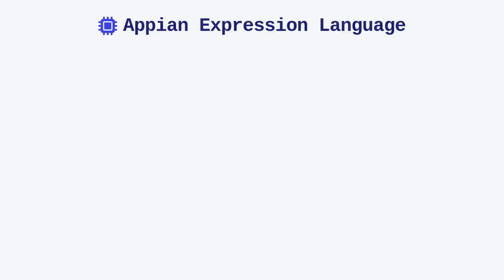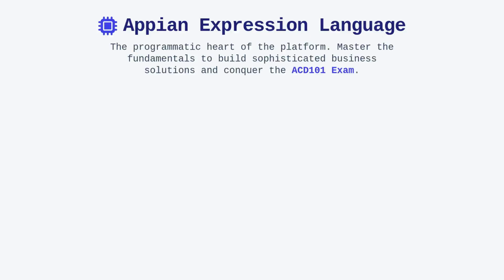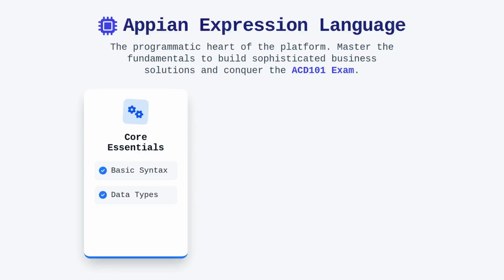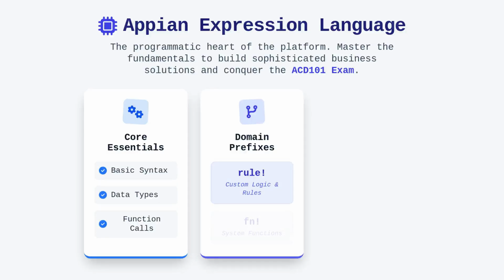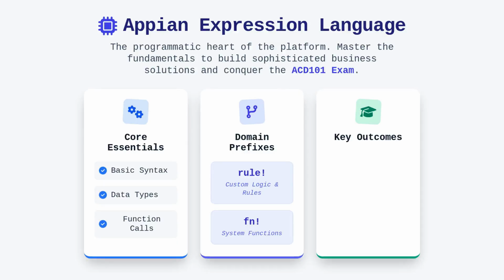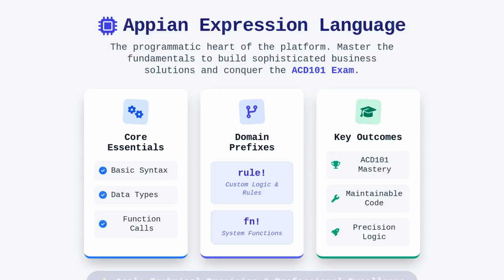In this chapter, we will master the Appian expression language, which is the programmatic heart of the platform. We will explore everything from basic syntax and data types to calling functions and utilizing domain prefixes like rule and fn. Mastering these fundamentals is the single most effective way to elevate your development practice and pass the ACD 101 exam with confidence. By the end of this journey, you will possess the clarity and technical precision needed to write maintainable code that powers sophisticated business solutions.